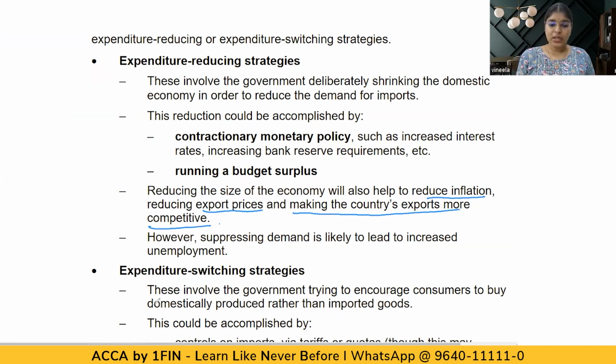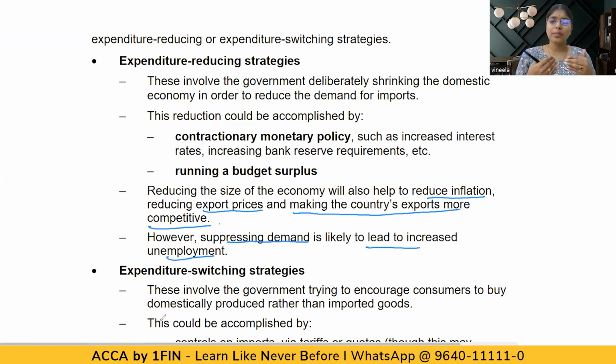So what happens here? You will reduce export prices. The price of the goods which you are exporting will be reduced. Now the people from other countries will purchase more of your goods as export prices are less. That means your exports will increase, and your imports will be less. That means you are turning from a trade deficit to a trade surplus. However, suppressing demand is likely to lead to increased unemployment.